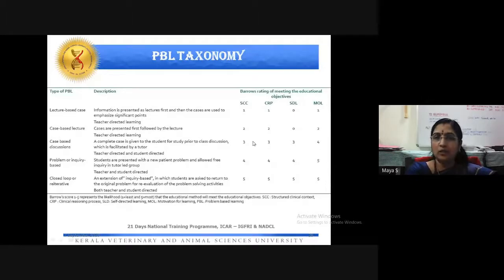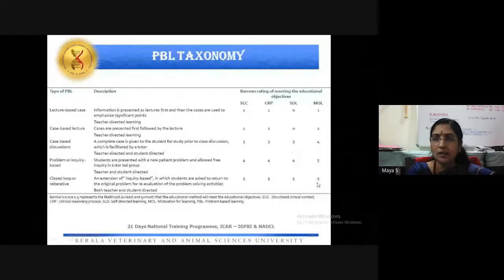Then motivation also will be more. Then when we introduce problem-based learning, when we introduce the students directly to the problem and ask them to derive it by themselves, then all these educational objectives like gaining of knowledge, clinical reasoning, self-directed learning and motivation will be more. And when they are left to themselves in problem-based learning and we revise at the end, then all these educational objectives like knowledge, reasoning, self-directed learning and motivation will be the maximum.